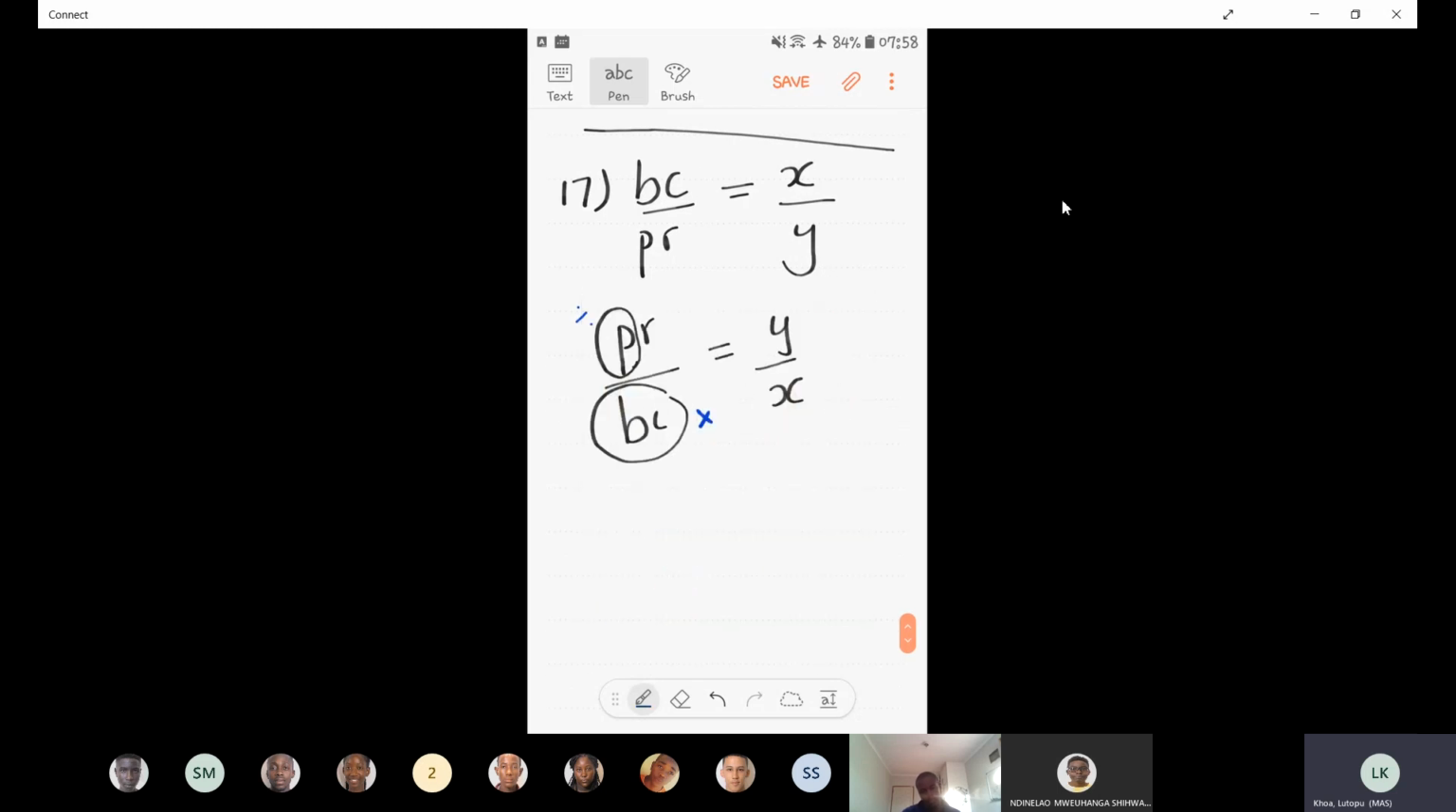So I will have R, and on the other side I have Y over X, and I said I need to multiply by BC. So I multiply by BC, and then I said I need to divide by P, and then I put P in the denominator. So that is how you make R the subject of the formula.